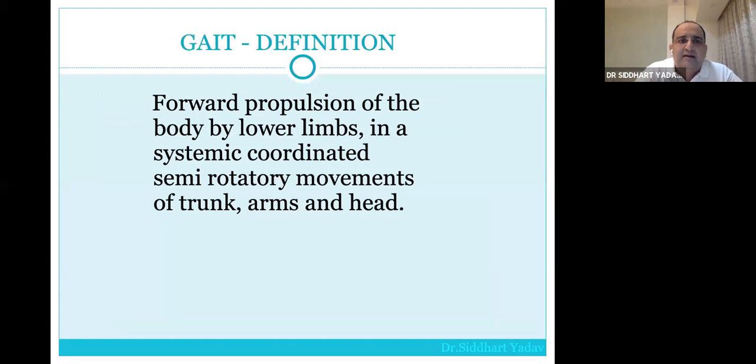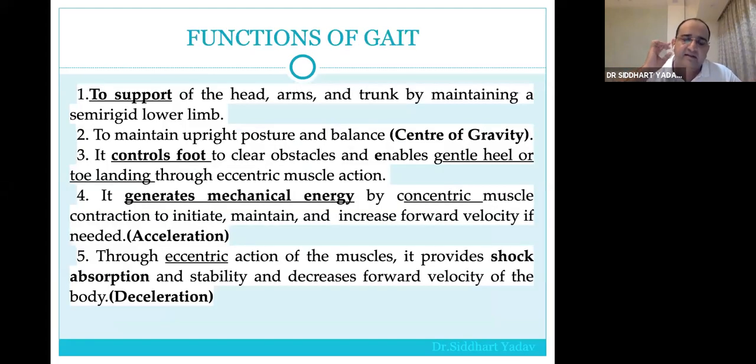Gait is defined as forward propulsion of the body by lower limbs in systemic, coordinated, semi-rotatory movements of trunk, arms, and head. Now the function of gait, this is important to know. First function is to support head, arm, trunk by maintaining a semi-rigid lower limb, to maintain upright posture and balance, that is to maintain center of gravity, and to control foot to clear obstacles and enable gentle heel and toe landing through eccentric muscle action.